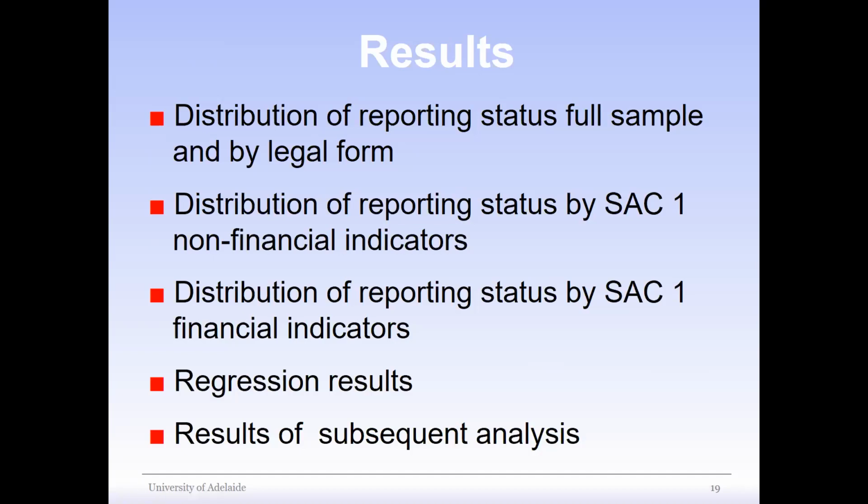I've got a number of tables. First of all, the distribution of reporting status for the full sample, then by legal form. And then for each of the non-financial indicators from SAC1, those indicators such as separation of management from membership, political and economic importance, and so on. Then the distribution of reporting status according to the financial indicators, so they're all univariate analysis. And then we performed a regression analysis where we brought together as independent variables the above mentioned indicators. And the last thing to look at is, as I mentioned earlier, the subsequent analysis that we did. That is largely anecdotal, but nonetheless instructive evidence.